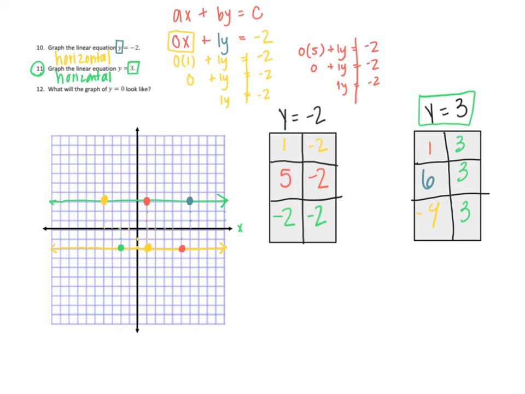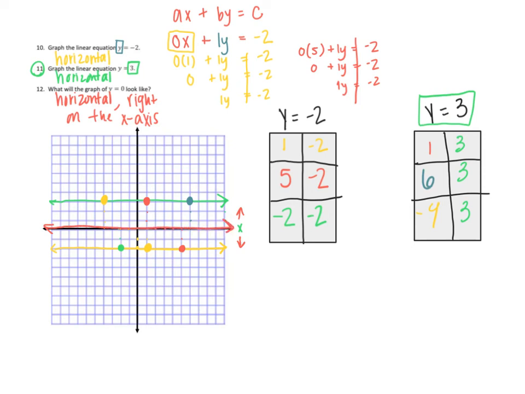So the last question here says, what will the graph of y equals 0 look like? So we know it's going to be horizontal, but where's it going to be? If y equals 0, it's not going to be above or below our x-axis. It's going to fall right on the x-axis. Okay, so it's going to go right over top of this axis.